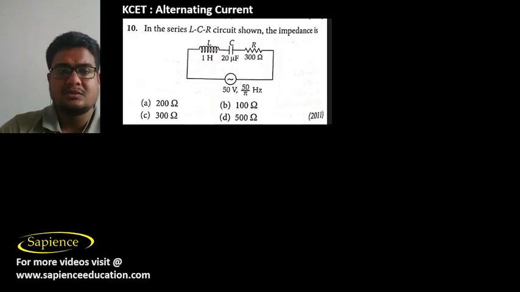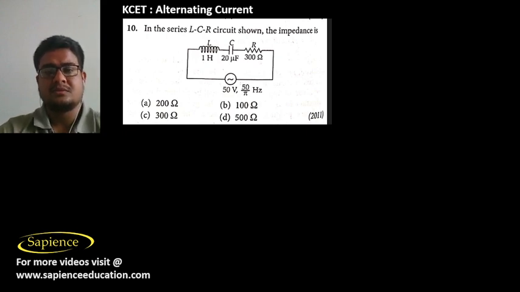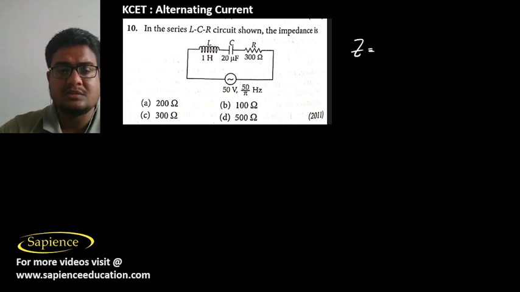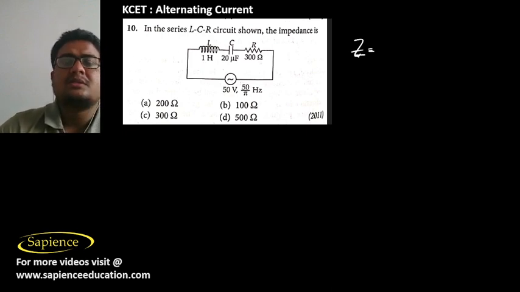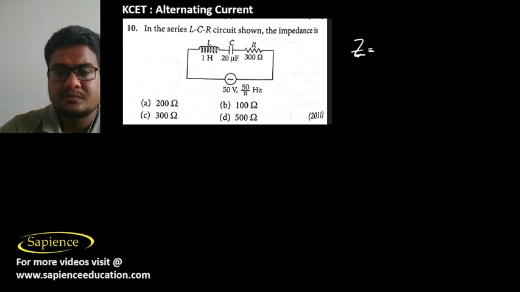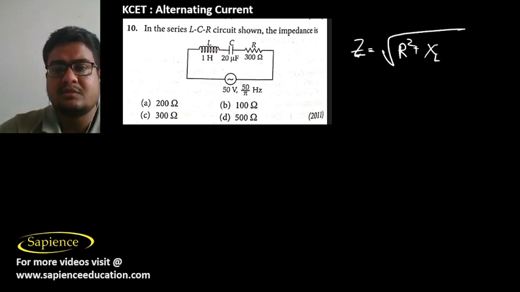Question number 10, it is told the series LCR circuit shown. The impedance is how much? In the series LCR circuit, the impedance is equal to the square root of R square plus (XL minus XC) whole square. So here Z is the net impedance.